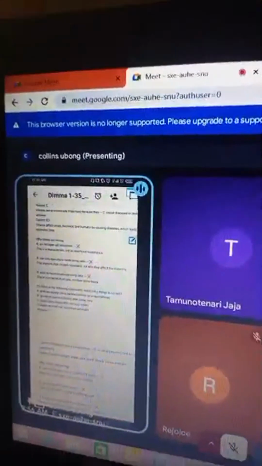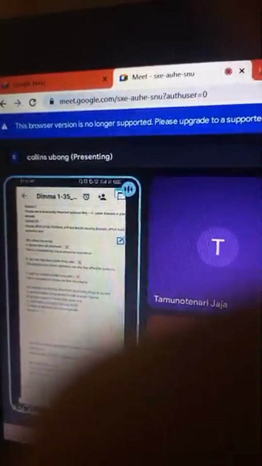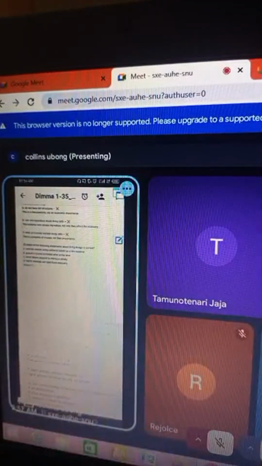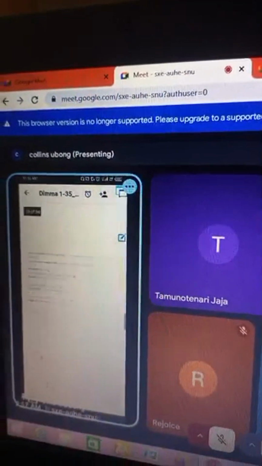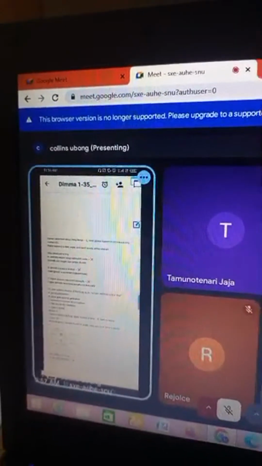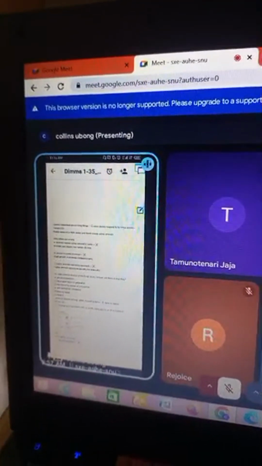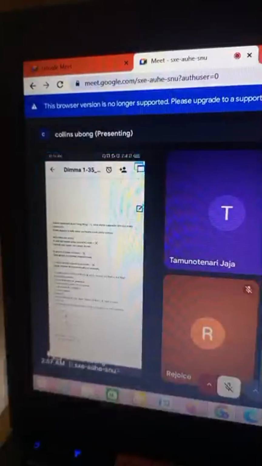All right, let's continue, please. Sometimes when I reduce it, it's for me to be able to scroll, because if I don't reduce it, I won't be able to scroll up. You understand? Hello? Are you there? Yes, sir.